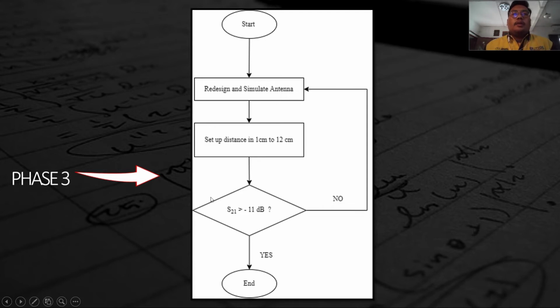And then we simulate, is the S21 over negative 11 dB? Does it perform? We will analyze the power transmission efficiency of each of the antennas.